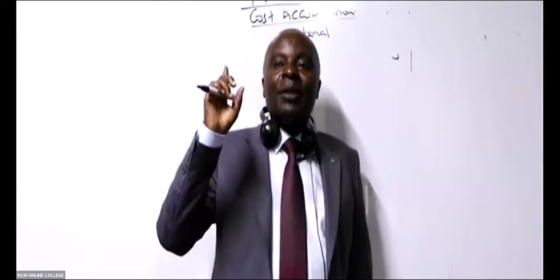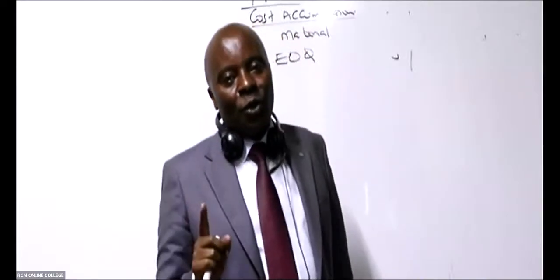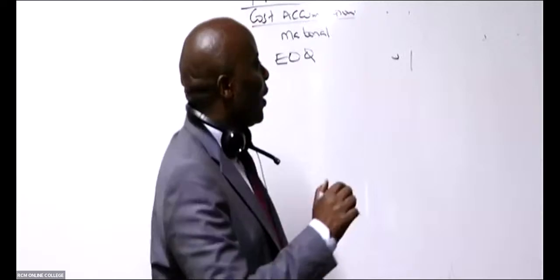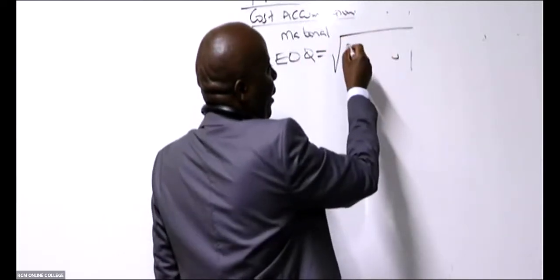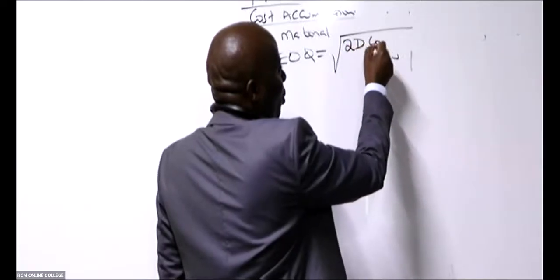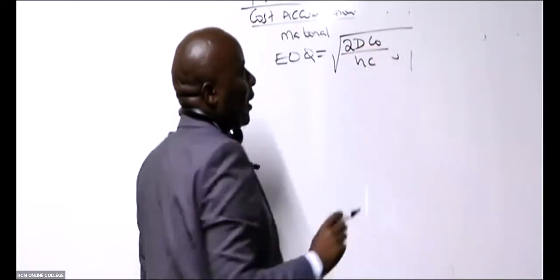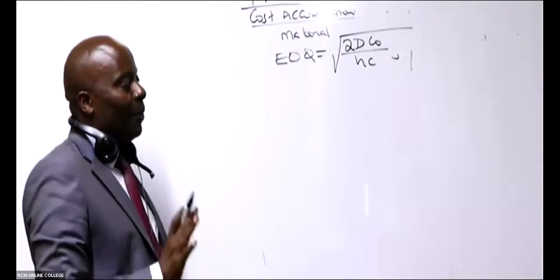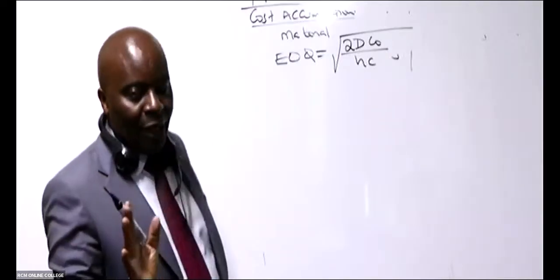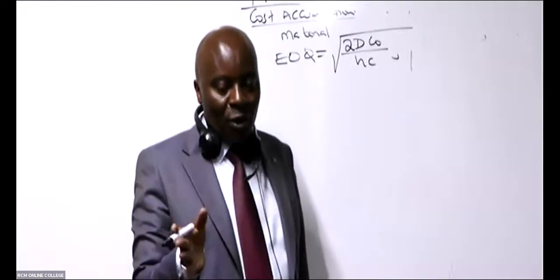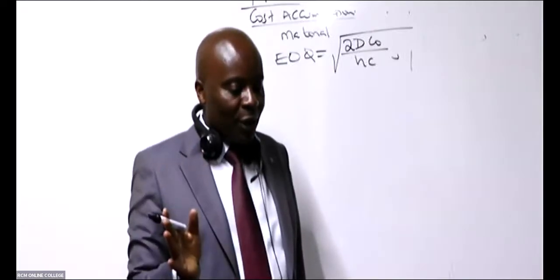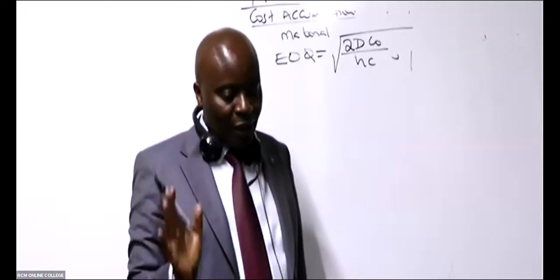So some students are telling me that Mwalimu, I may forget the formula of EOQ, but I will never forget the fact that it has got a square root. It has a big square root, isn't it? So then we talk of 2D over what here, somebody? HC times CO. Remember, D stands for what here, somebody? Annual demand, right? CO stands for cost per order. And then HC stands for what here, somebody? Holding cost. Thank you so much.